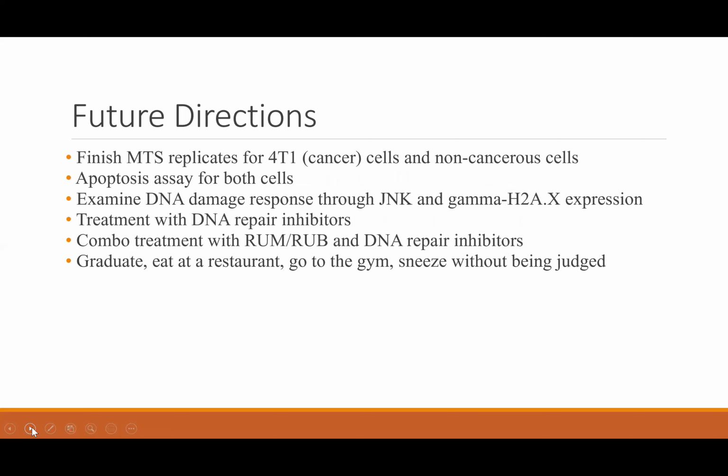So future directions, I would want to finish MTS replicates for the cancer cells and non-cancer cells, and then do apoptosis assays for both sets of cells, because I want to confirm that any decreases in viability are due to the cells dying. I want to continue with AIMS 2 and 3 and examine JNK and gamma H2AX expression, and then treatment with DNA inhibitors, and then combo treatment of RUM and RUB and the inhibitors. Hopefully I get to graduate, eat at a restaurant, go to the gym, sneeze in public without getting a dirty look.